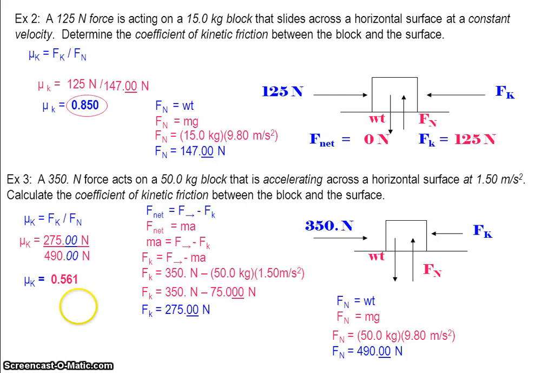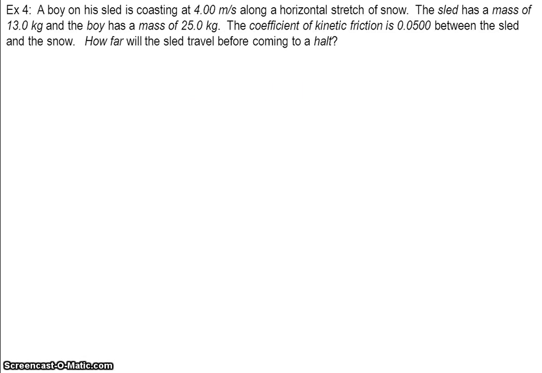And one more example for you. Last example. So we have a boy on a sled. He's coasting at 4 meters per second along a horizontal stretch of snow. The sled has a mass of 13 kilograms. The boy has a mass of 25 kilograms. And the coefficient of kinetic friction is 0.05 between the sled and the snow. How far will the sled travel before coming to a halt?